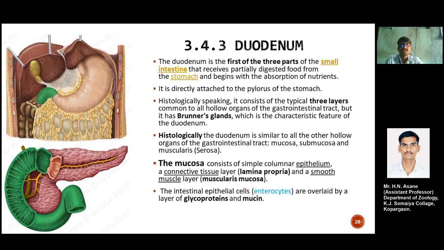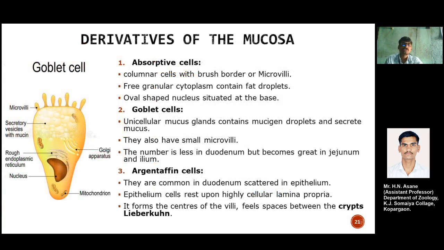Okay, so the intestinal epithelial cells, that are nothing but the enterocytes, we will see in the next slide. The enterocytes are overlaid by a layer of glycoproteins and the mucin. Okay, these glycoproteins and the mucin are the proper protein structures embedded into the enterocytes for the proper absorption of the nutritive material. Okay, so as you can see, the derivatives of the mucosae.